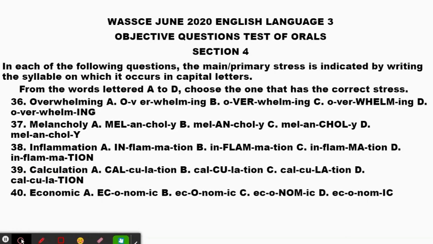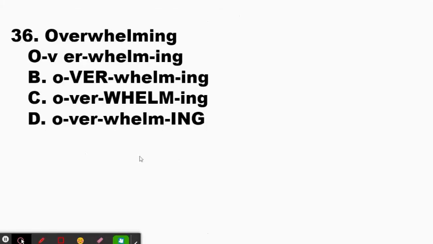the West African Senior School Certificate Examination of June 2020, English Language 3, Objective Questions, Test of Orals, and specifically Section 4. So these questions are questions on stress, and the instruction is as follows. In each of the following questions, the main or primary stress is indicated by writing the syllable on which it occurs in capital letters. From the words lettered A to D, choose the one that has the correct stress. And then we have this: 36, overwhelming, 38, inflammation, 39, calculation, 40, economic. Now let's take this one by one, and I will explain to you how stress is determined. Now, let's begin with question number 36.